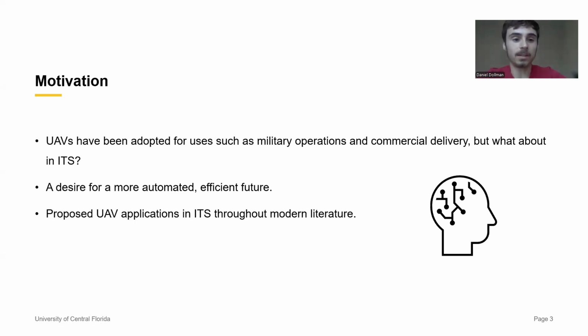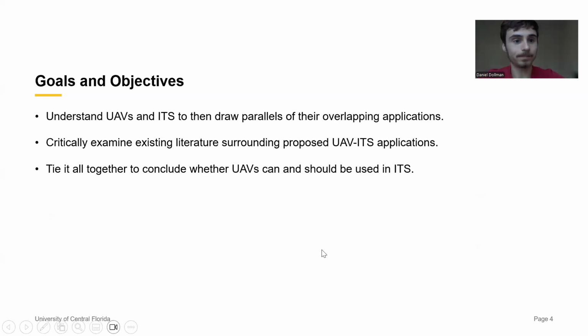Well, there is a desire for a more automated, efficient future, and ITS already accomplishes this to a certain extent, but UAVs are possibly capable of helping ITS achieve its goals. And there are a bunch of applications of UAVs in ITS proposed throughout modern literature, so it's worthy of investigation for my term paper. Now, some goals and objectives.